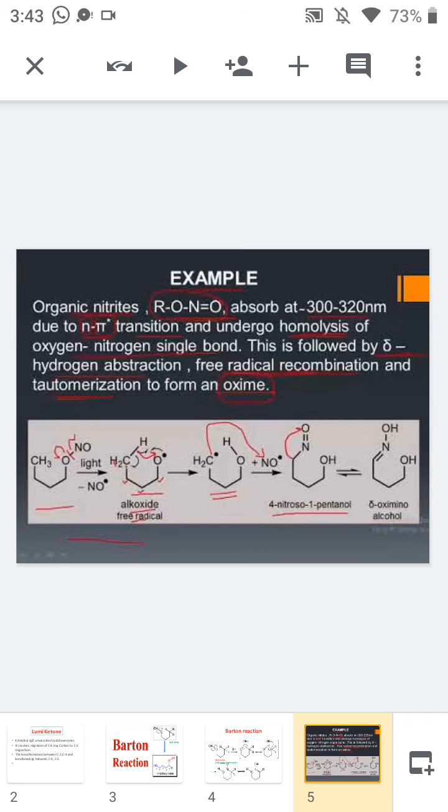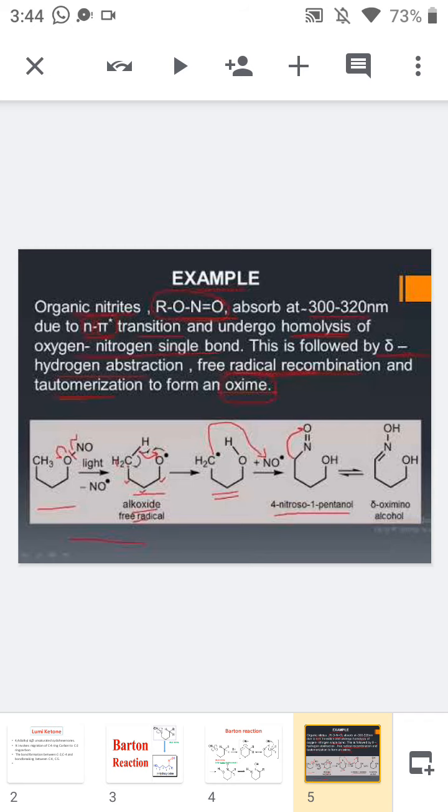Both reactions, that is the Lumi ketone rearrangement and the Barton reaction, are very important. I hope that you understood the rearrangement. Thank you.